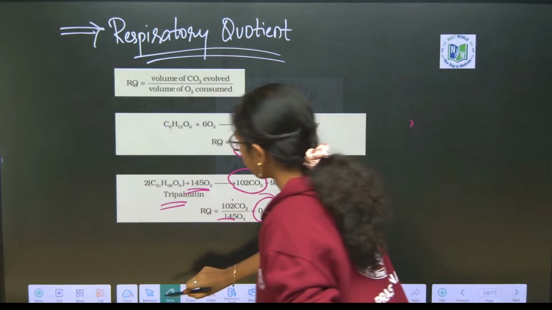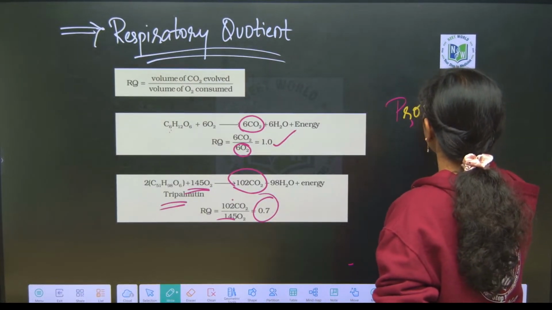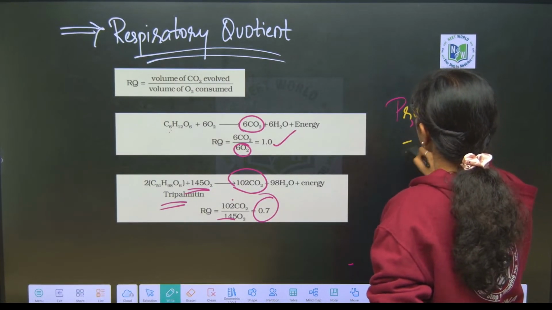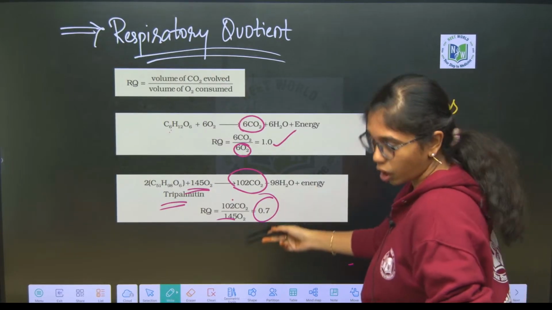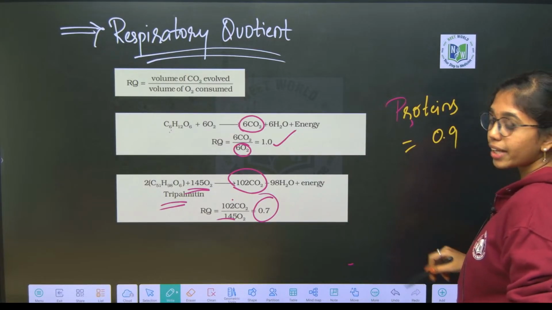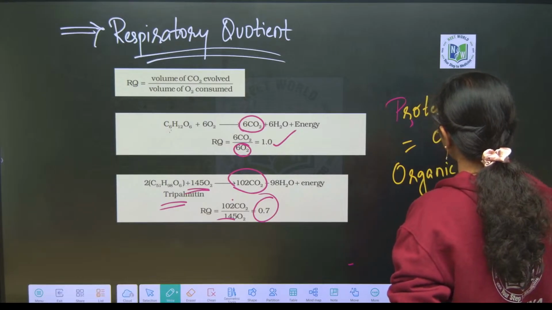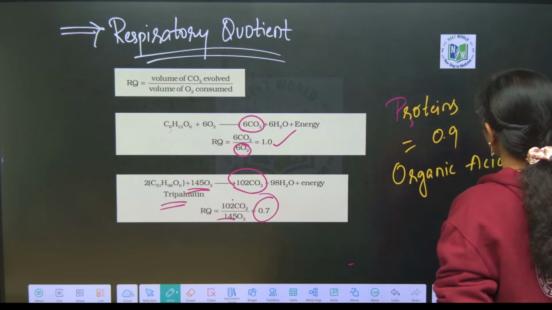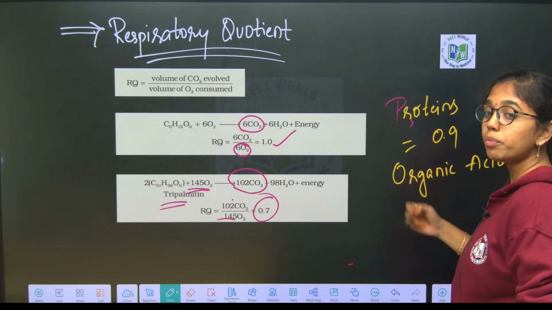For proteins, CO2 released is less than the oxygen consumed, so the value will be 0.9. What if the organic acids are the respiratory substrates? More carbon dioxide will be released. Then the value will be more than 1.